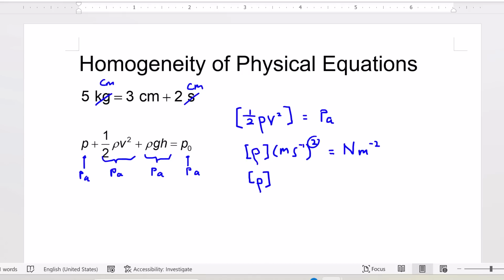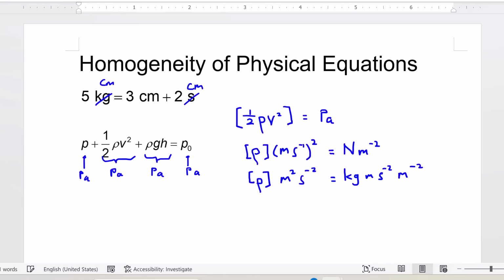Let's open up the bracket here. So we have meter square per second square. On the right hand side, the Newton is not a base unit, so it's a derived unit. In base units it is kilogram meter per second square. How do I know that? Force equals m times a. Force equals m times a.